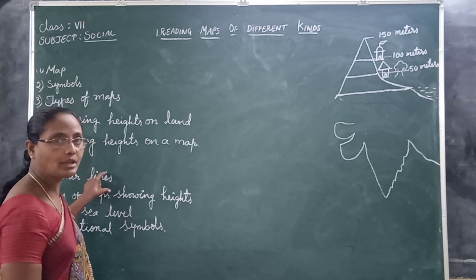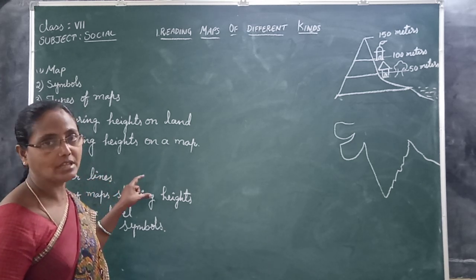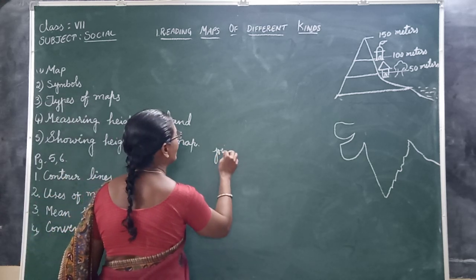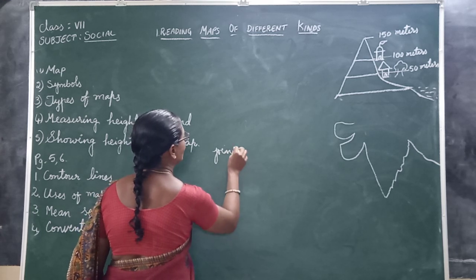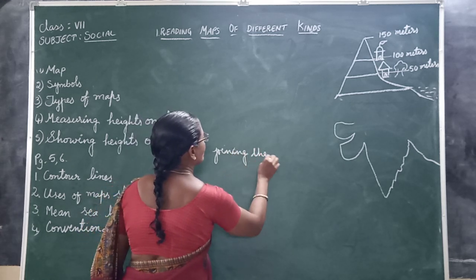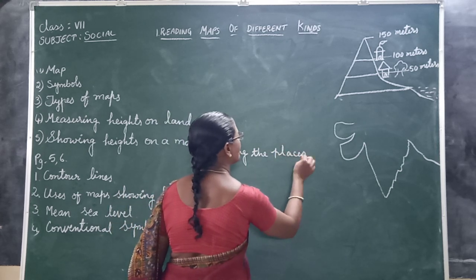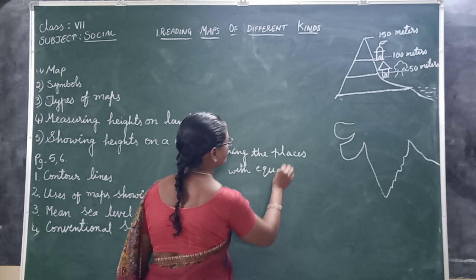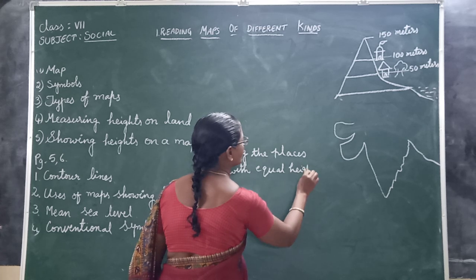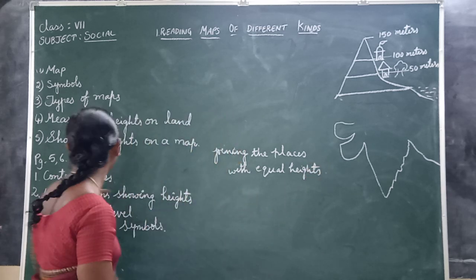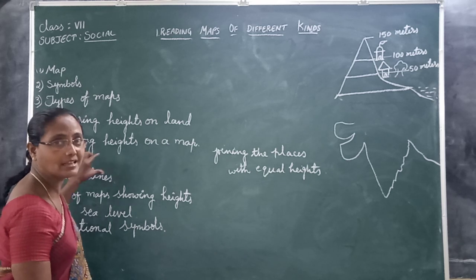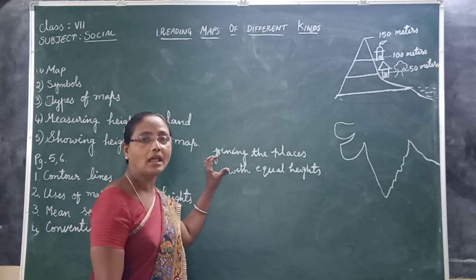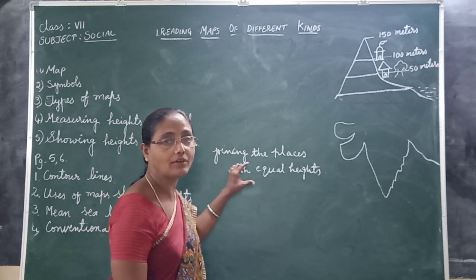Contour line. A contour is a line joining the places with equal heights. Joining the places with equal heights. Okay, understand? The contour line is a line joining the places with equal heights.